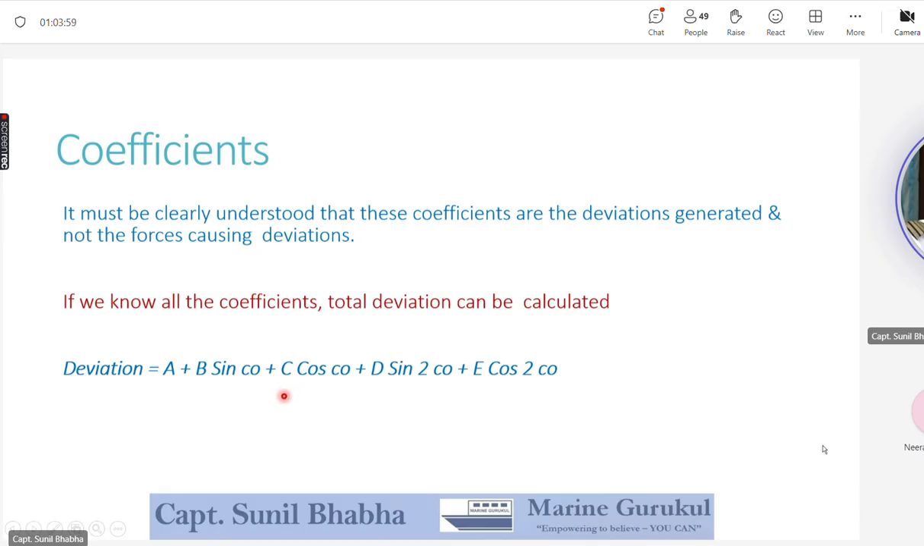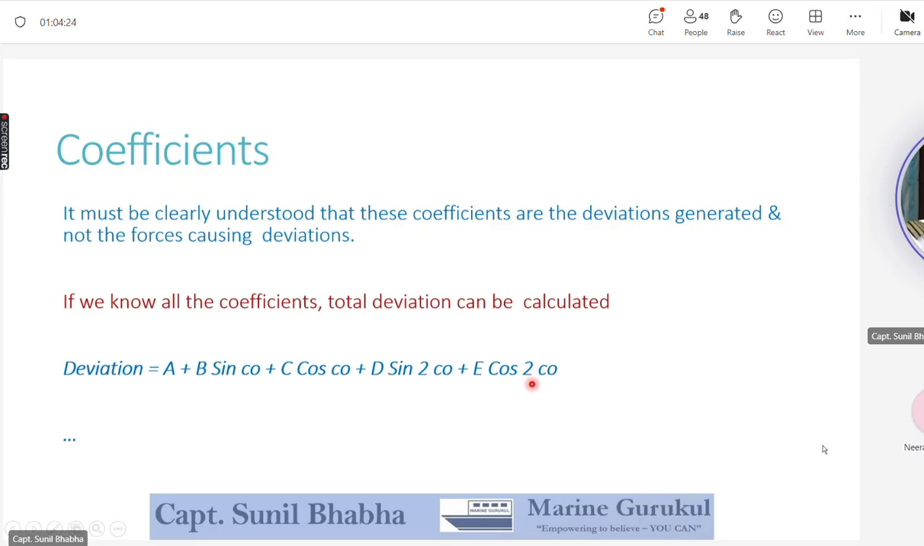So this is how, looking at the formula, you can get an insight into the contribution made by all these coefficients in the total deviation at any particular heading. This is the concept of the coefficients and also the concept of the compass correction.